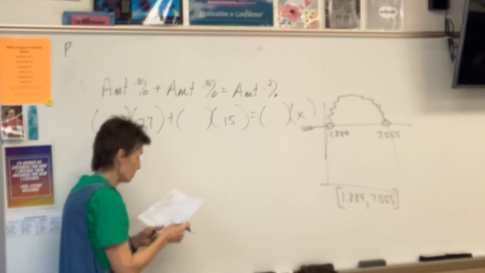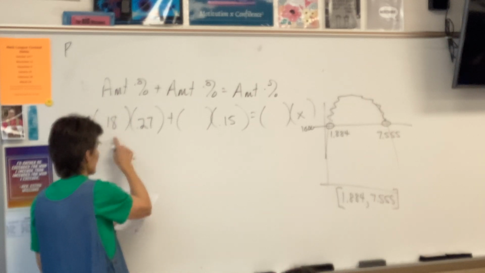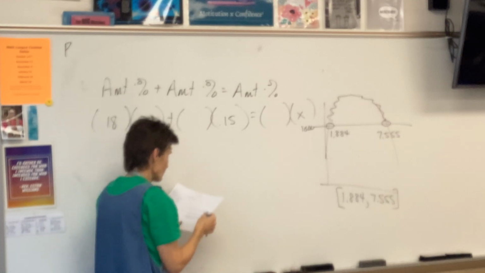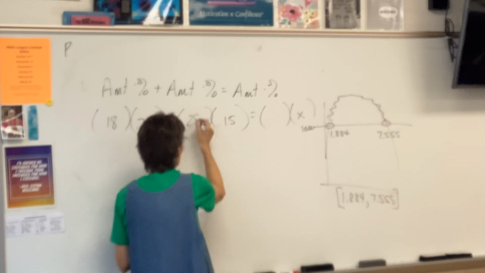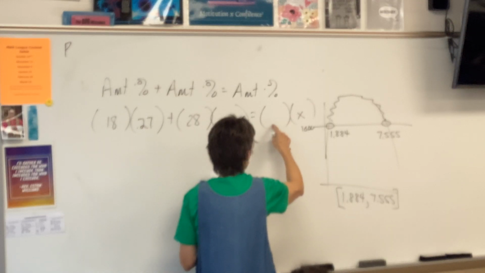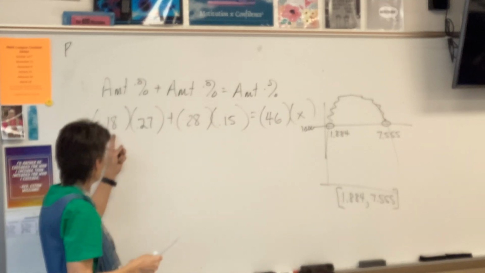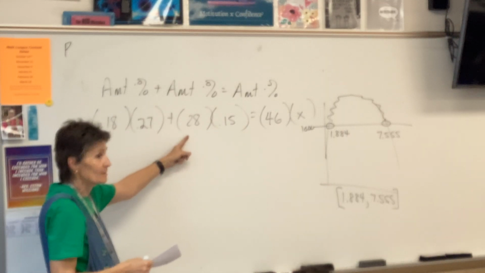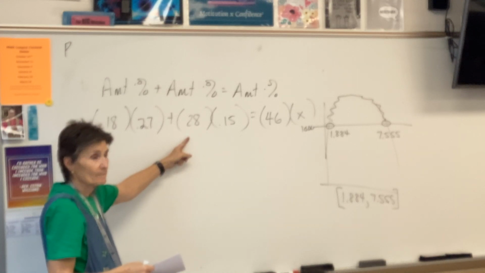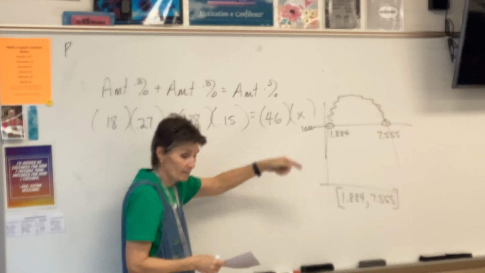How much did Bob contribute? 18 ounces, so 18 ounces and 0.27. How much did Max contribute? 28. So how much did I end up with? That was 46. Listen, if Bob had jumped in 18 and Max jumped in 28, don't I have 46 ounces? I just don't know what that percentage is, so I'll figure that out in a minute.